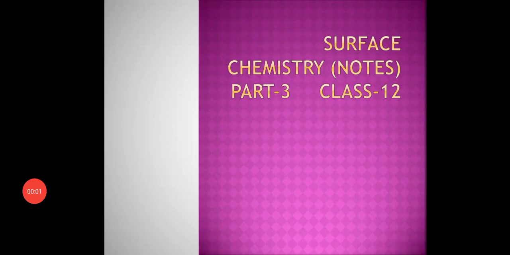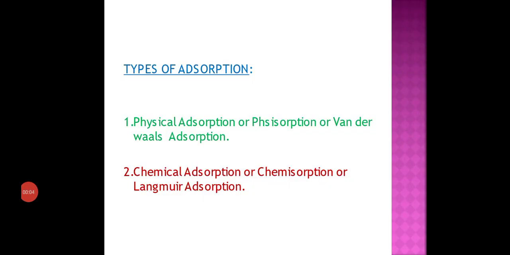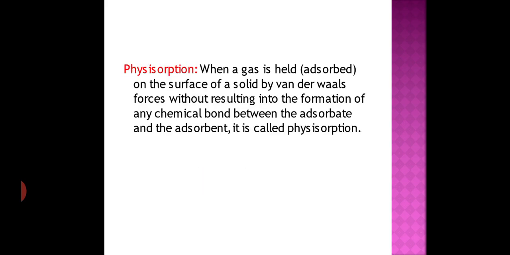Now the next is your types of adsorption. Now types of adsorption: one is your physical adsorption or physisorption, we can say, or van der Waals adsorption, and the second is your chemical adsorption or chemisorption or Langmuir adsorption. Now the next is, what is physical adsorption or physisorption?